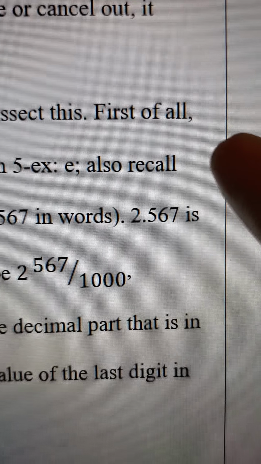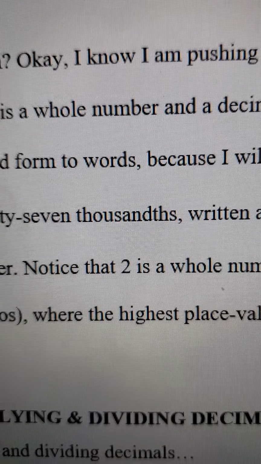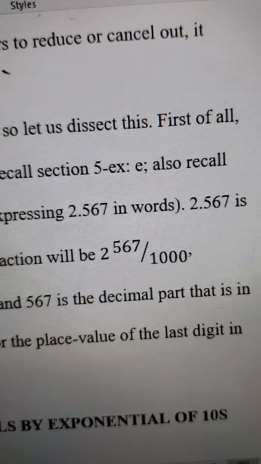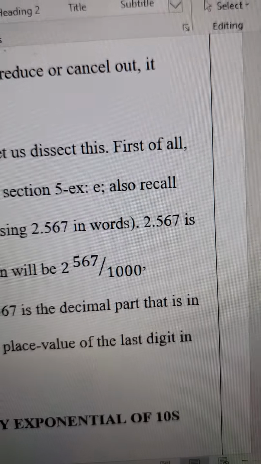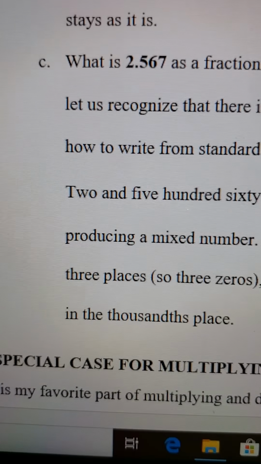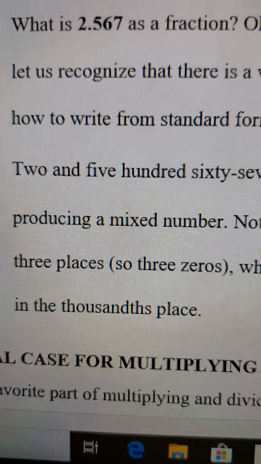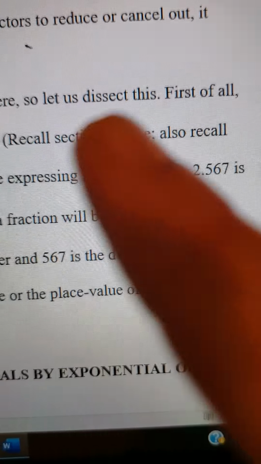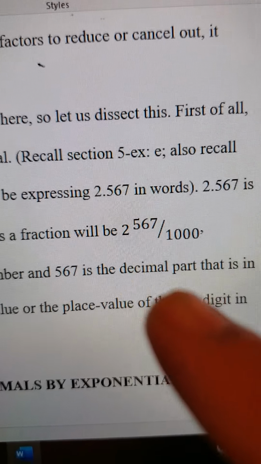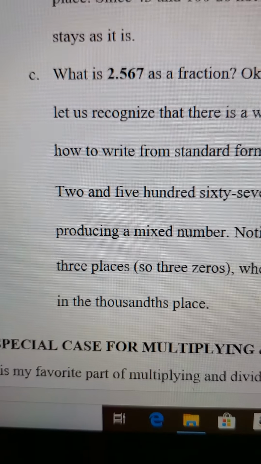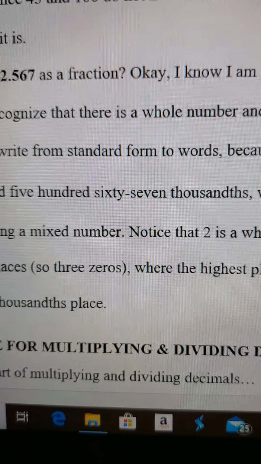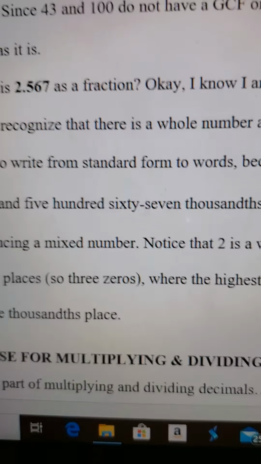recall how to write from standard form to words, because I'll be expressing 2.567 in words. So 2.567 is 2 and 567 thousandths. Written as a fraction, it will be 2 and 567 thousandths. You see that? So we produced a mixed number. Whenever you have a decimal with a whole number and a fraction, it's actually a mixed number.